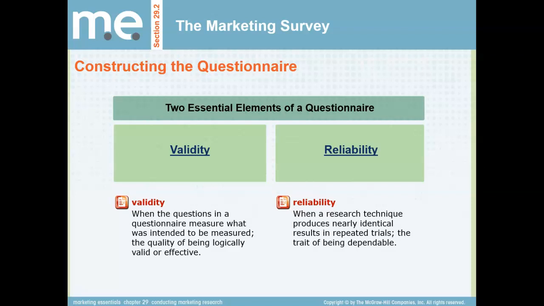Reliability here is when a research technique produces nearly identical results in repeated trials. The trait is of being dependable. So our questions are fair and unbiased, and we can take them from place to place, and our results are fairly similar and accurate. We know that our work is reliable at that point. And that is half of our vocabulary done.